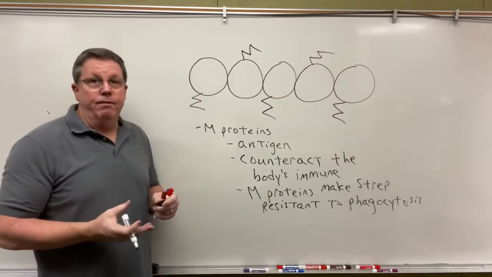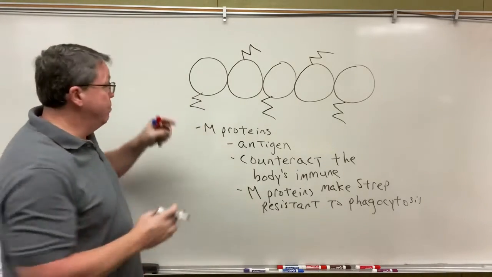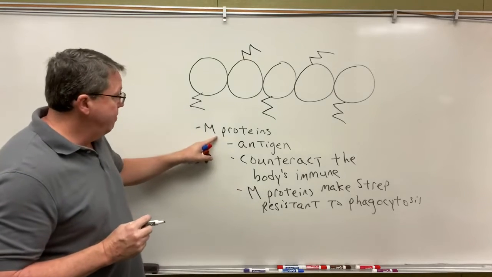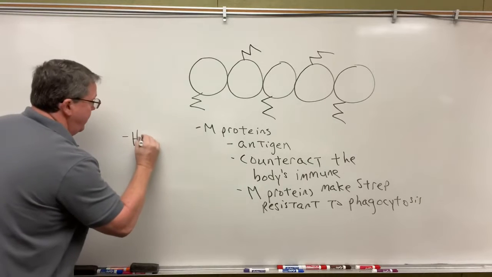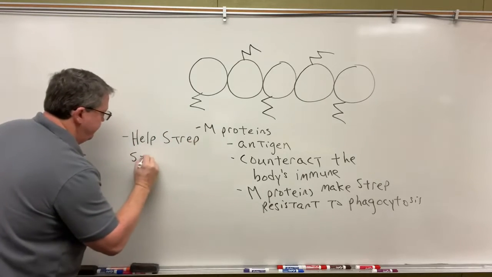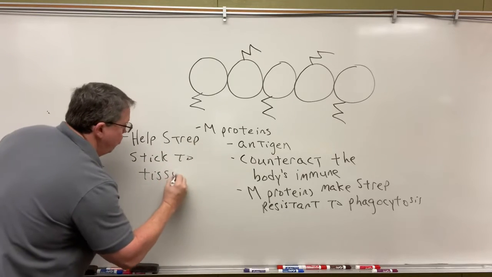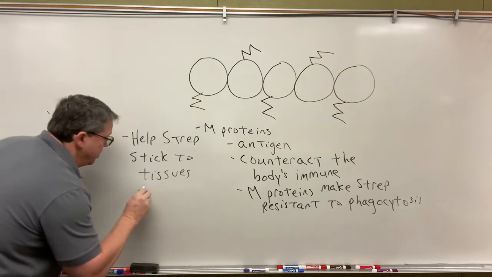And if you recall, phagocytosis means cell eating, right? So what happens is my white blood cells will try to eat this, but the M proteins will actually help prevent that. One other thing about the M proteins is they help strep stick to tissues. Okay? And one of the most common tissues will be the tissues of the throat. So especially the throat.